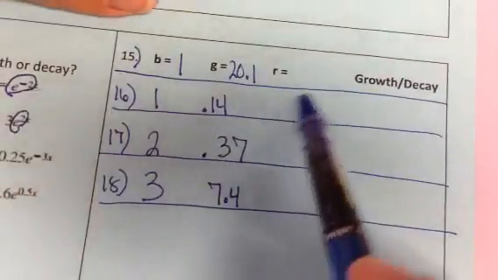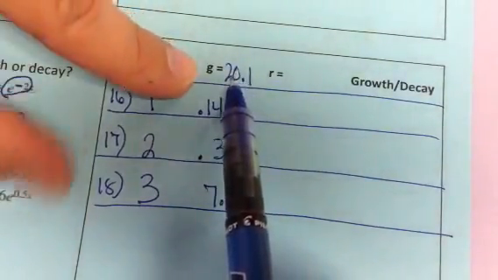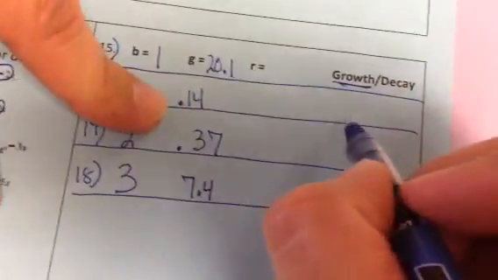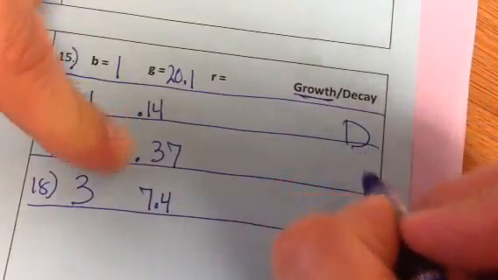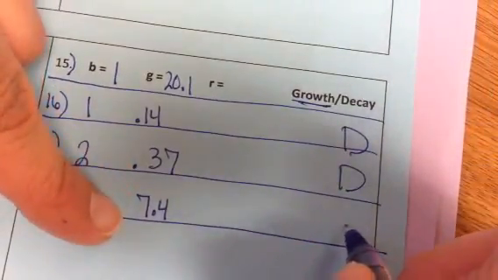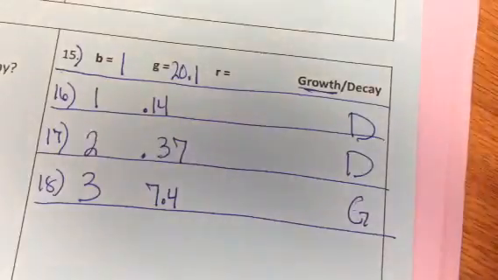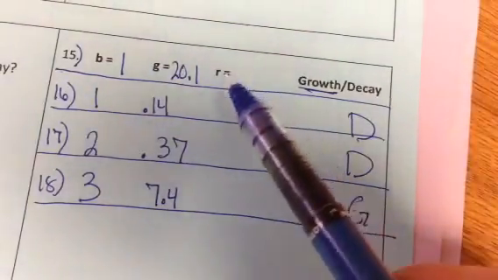Is it growth or decay? We're going to do R last. Well, when it's bigger than 1, it's growth. When it's less than 1, it's decay. Less than 1, bigger than 1. So the problem everyone's still having is, how do you get R?